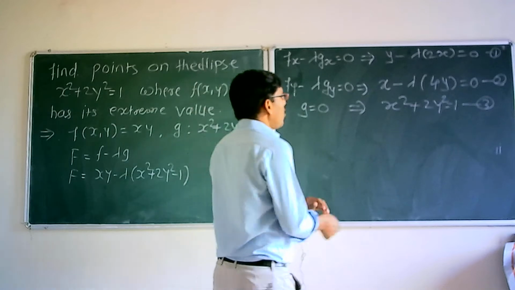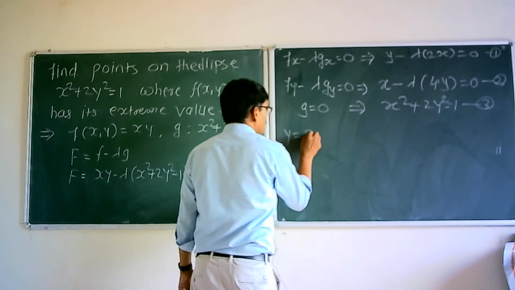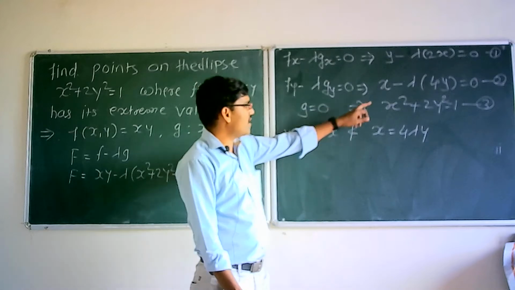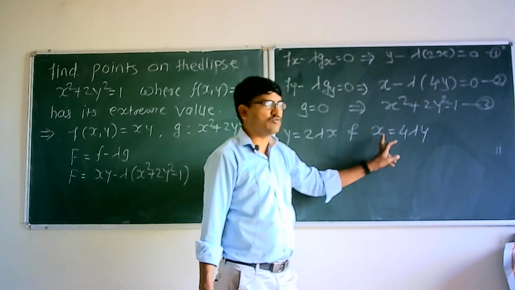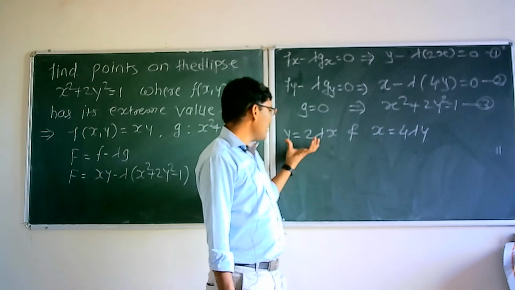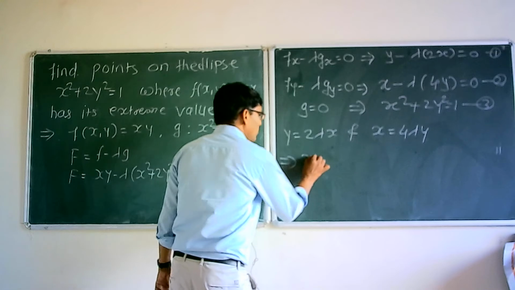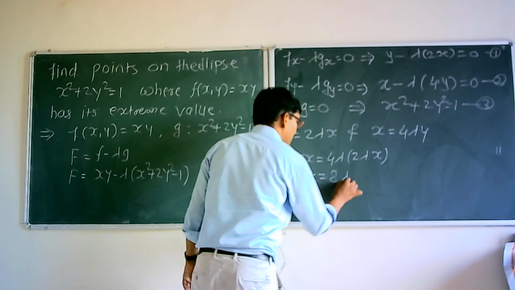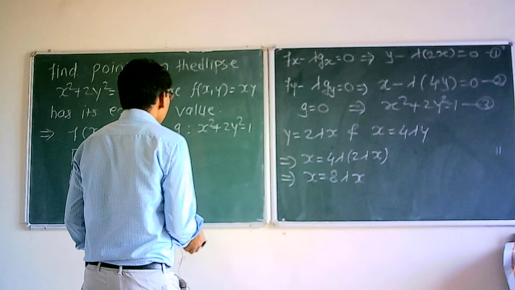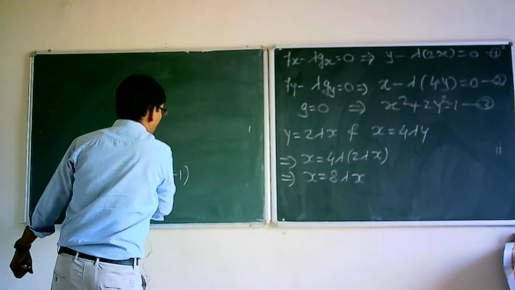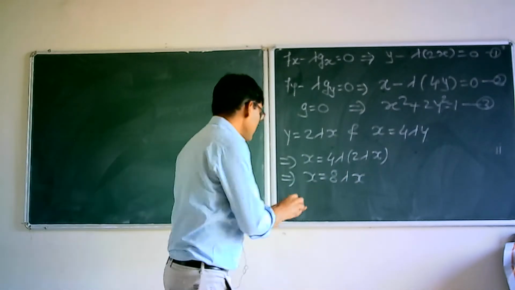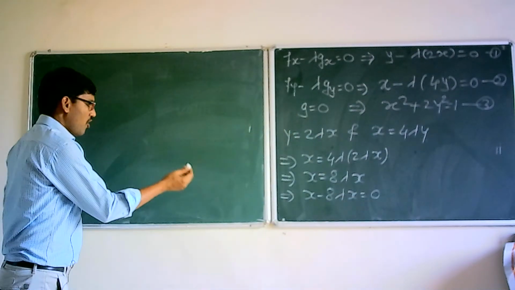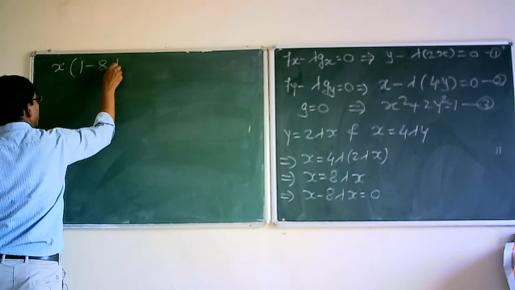If you observe, from the first equation you can write y is equal to 2 lambda x, and from the second equation you can write x is equal to 4 lambda y. If you put y equal to 2 lambda x in this equation, you will get x is equal to 4 lambda into 2 lambda x. If you simplify this, you will get x is equal to 8 lambda x. If we take this right hand side term to the left, we will get x minus 8 lambda x is equal to 0. From the left hand side you can take x outside, so x times 1 minus 8 lambda is equal to 0.